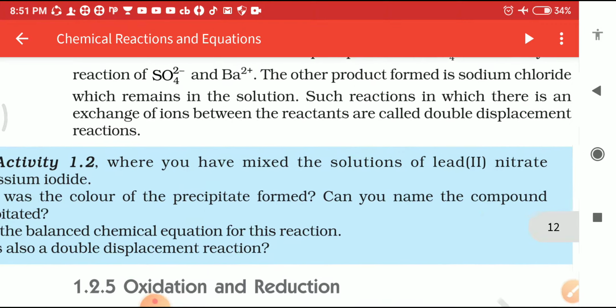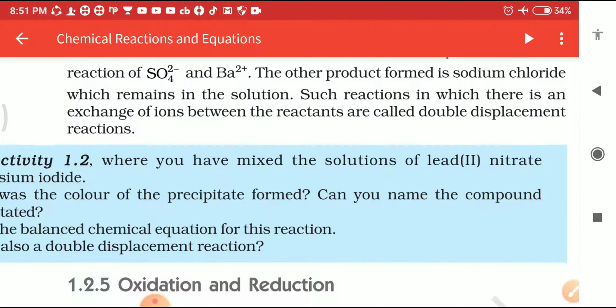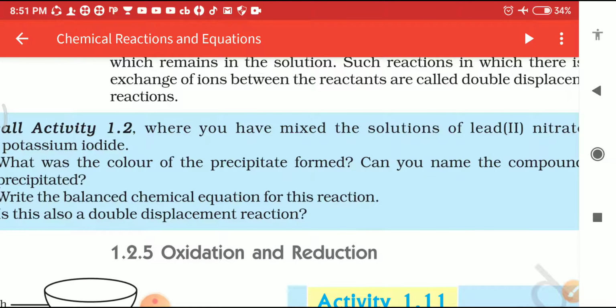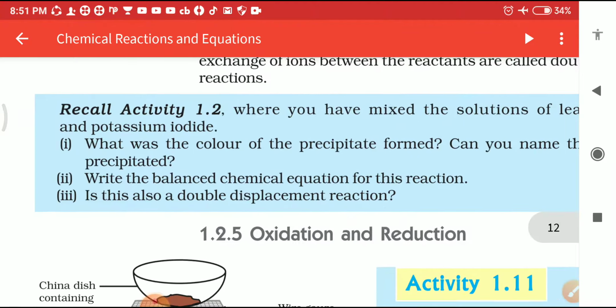Before starting the other topic, that is oxidation and reduction reactions, you will understand all the chemical reactions: combination reactions, decomposition reactions, displacement reactions, and another one, double displacement reactions. Now what is given here in this one?